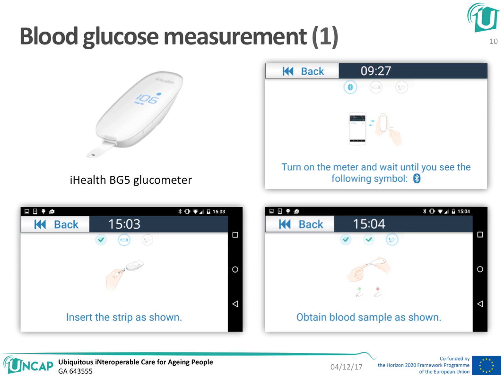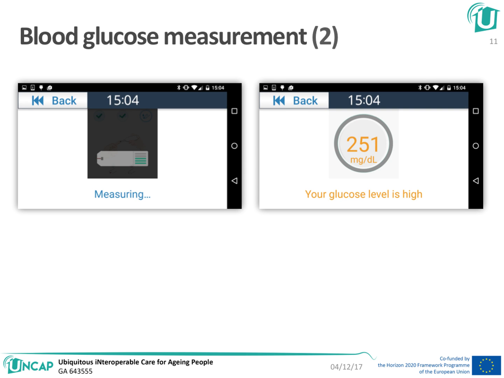Here's an example of our blood glucose measurement driver. This is the glucometer that we've supported, the iHealth BG5, and this is a multi-step wizard for doing the measurement. You can see it shows here with the indicators how far we are in that process. So first it asks the user to turn it on and wait for it to connect. Once it's connected, it prompts the user to insert the strip. And once the strip is inserted, it asks the user to provide blood. Then it performs the measurement and shows the value. And at the same time, it also pushes the data to the backend.